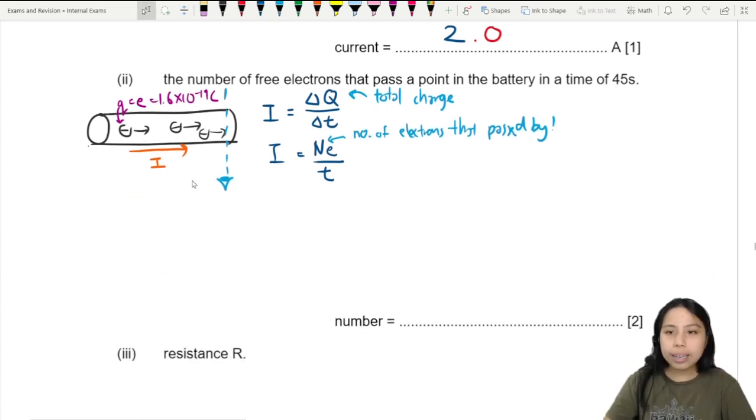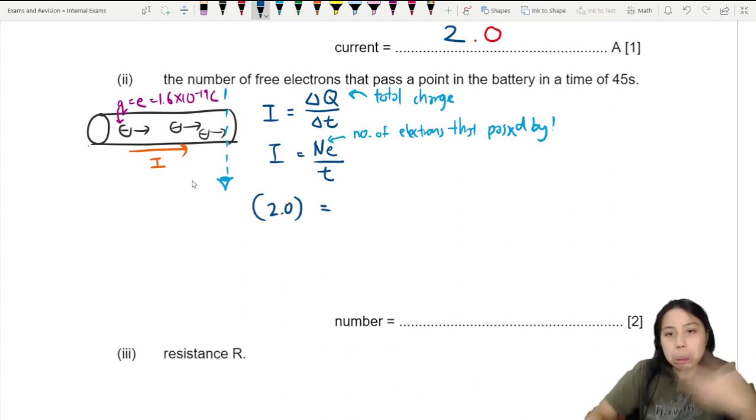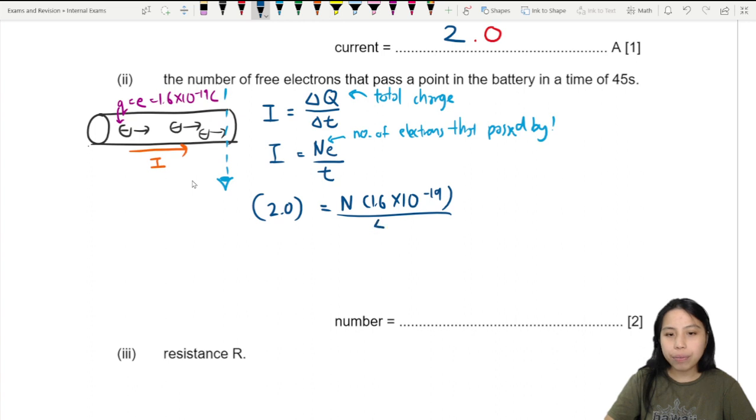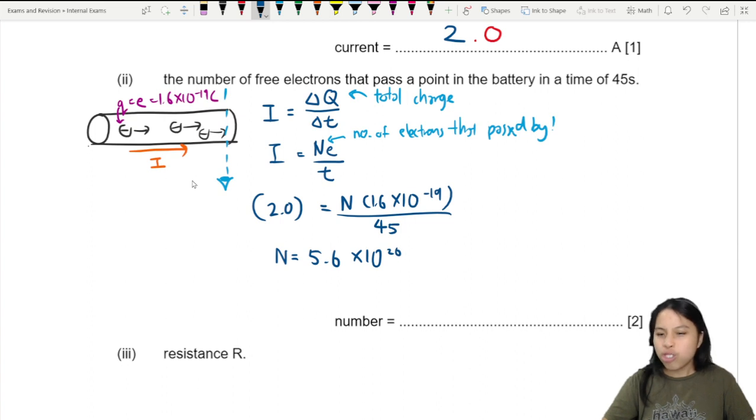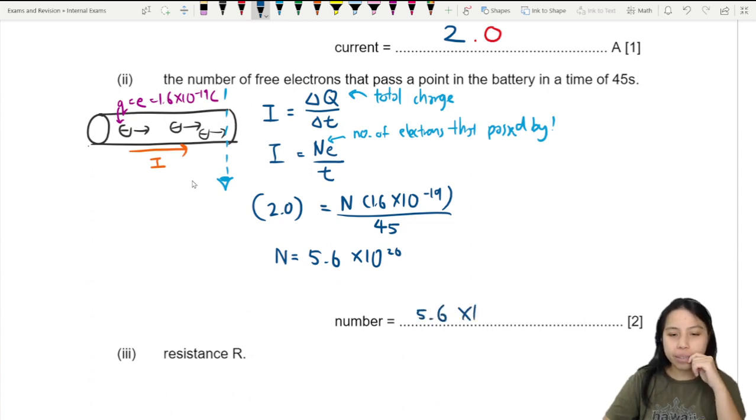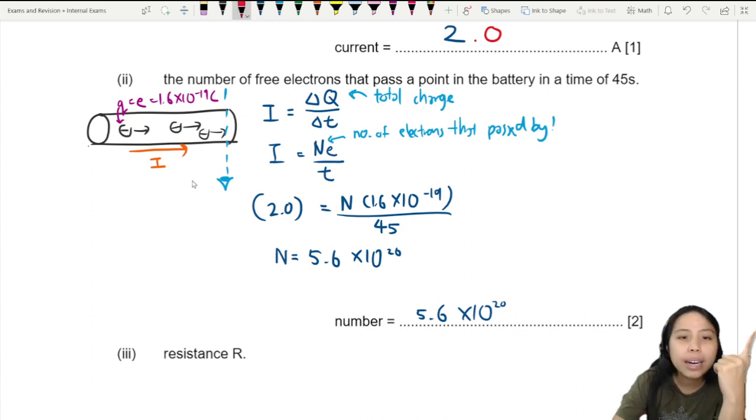Let's go. Current from just now, we got 2.0. Number, don't know. e is 1.6 times 10 to the negative 19, and in a time of 45 seconds. We should get a number of 5.6 times 10 to the 20. Remember to write that down, 5.6 times 10 to the 20. Number, no unit. Two marks here: first mark, you write Q = It, they give you the bonus mark. Second mark, final answer.